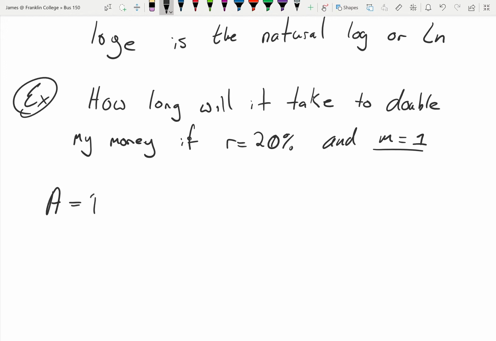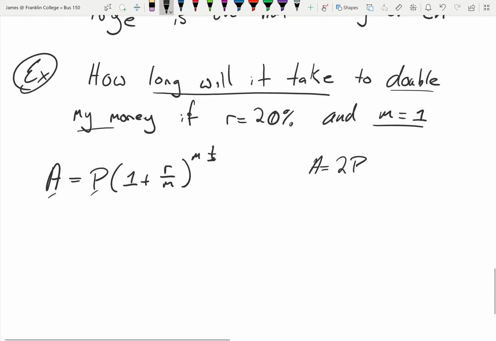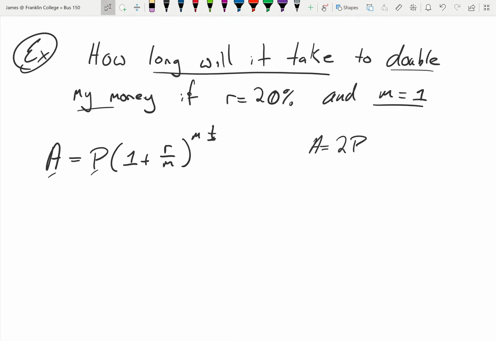So we are going to be using this A equals P times 1 plus R divided by M, raised to the MT. And now the question is saying, how long will it take? So we want to solve for this T right here. We are asking how long it will take for our money to double. Remember, A is going to be the amount of money that we have at the very end, and P is going to be our initial investment. So if we are thinking about how long it will take for our money to double, then we know that A will equal 2P. We just want to double the initial investment. And we know that this R right here is going to equal 0.2.